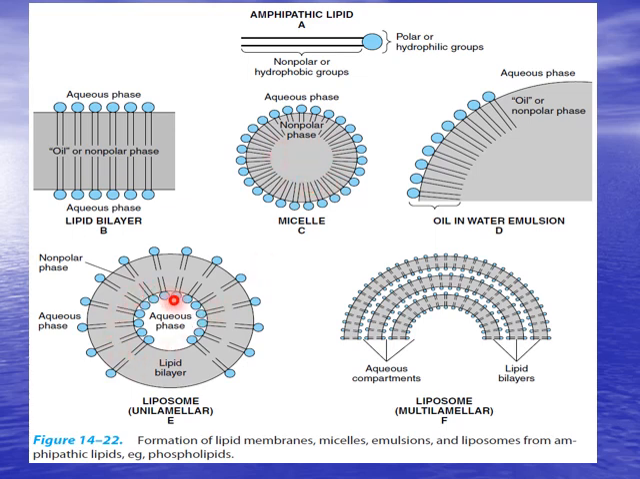Liposome is a spherical structure which is similar to lipid bilayer, but it is made artificially in the laboratory by sonication of the phospholipid molecules. It may be unilamellar having only one layer or multilamellar having multiple layers.